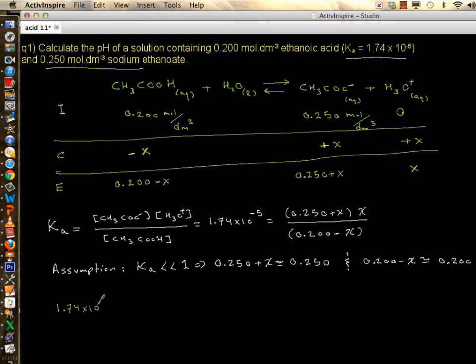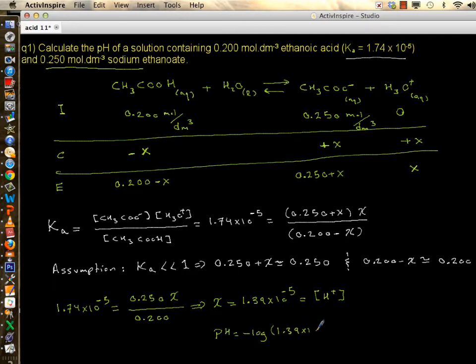So now let's see what happens to our simplified equation. 1.74 times 10 to the minus 5 now simply becomes, in the numerator, 0.250 multiplied by X, divided by 0.200. Now let's solve for X. So X is 0.2 times this number divided by 0.250, and when you do that, you will find it is equal to 1.39 times 10 to the minus 5. Now don't forget, X is nothing but the hydrogen or hydronium concentration. So pH is negative log of H, and when you do that, you will get 4.86.